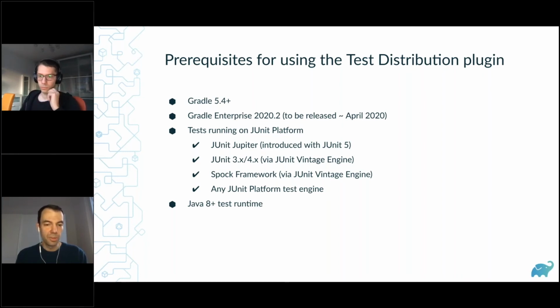So we support JUnit Jupiter, which is the new testing framework introduced with JUnit 5, but also JUnit 3 and JUnit 4 tests. They are still supported, and you just have to add the JUnit Vintage engine to your test runtime classpath. And the same holds true for frameworks like Spock that technically have a JUnit 4 runner that can execute these tests on JUnit 4 and then by the Vintage engine also on the JUnit platform. And in addition to that, any test framework that already has a JUnit platform engine is supported by this approach. A direct consequence of using JUnit platform is it requires Java 8. So we now require Java 8 test runtime for using test distribution.